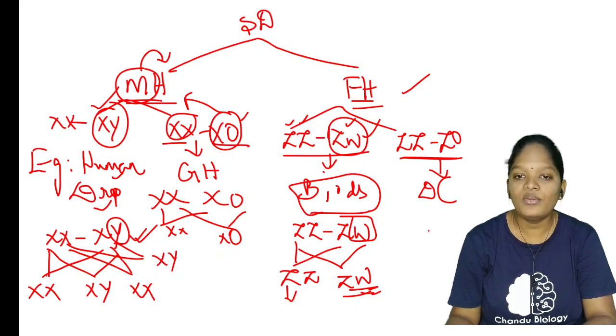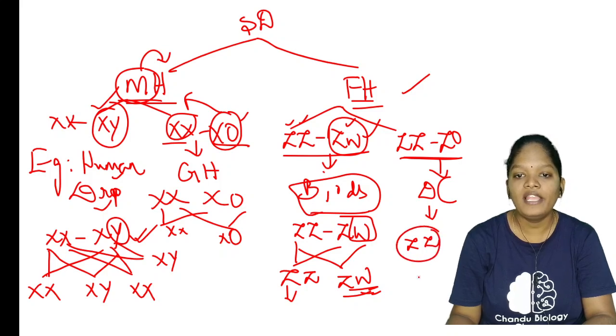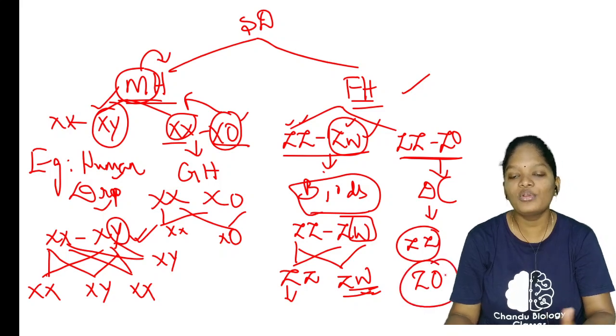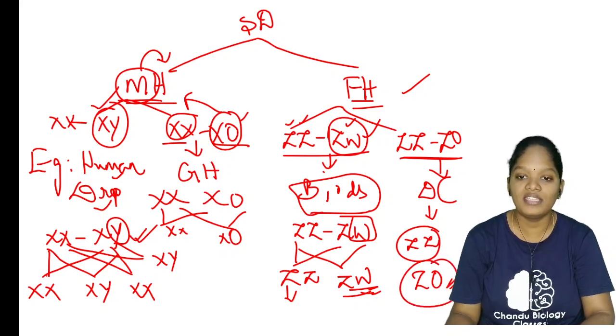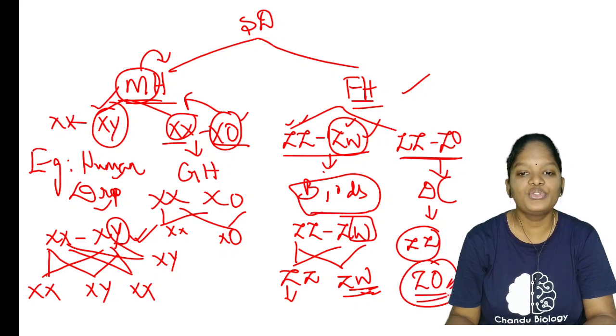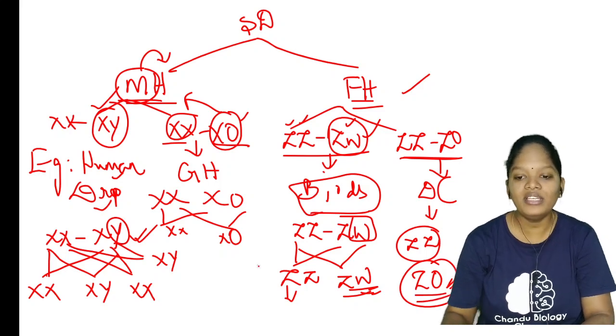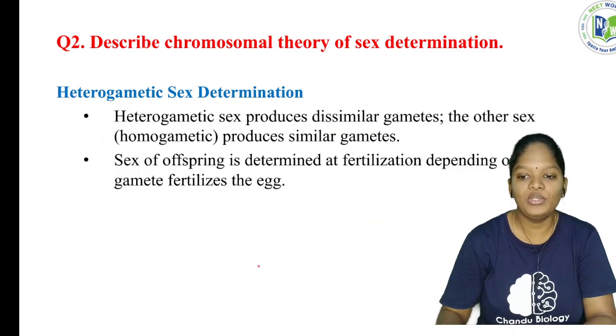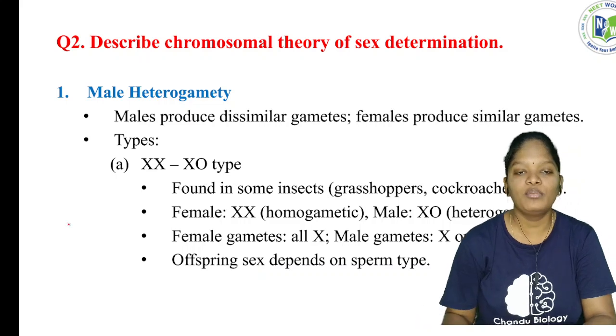Now in the same way, in domestic chickens, if the Z is fused with the other Z, it gives rise to a male. If the Z is fused with the O, there will be no chromosome, no gamete present here, and it results in a female. So that's all about sex determination. I'll explain it in a little more detail with the help of this theory.